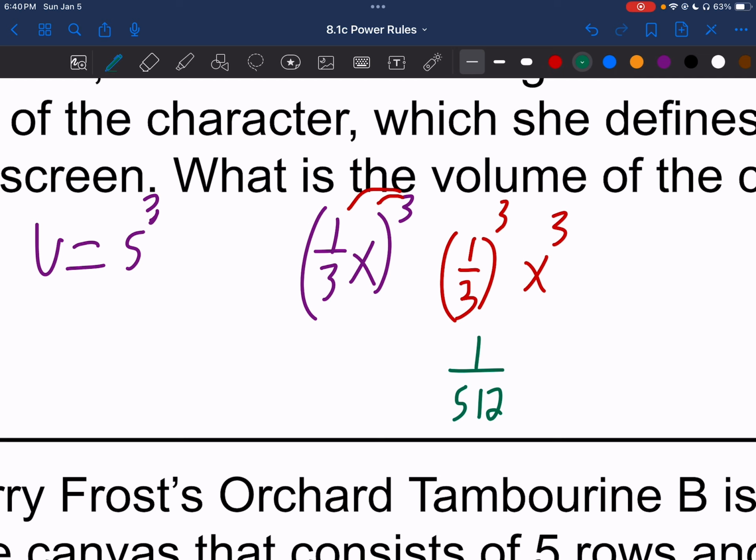All right. Sorry, that was 1/8 of the height, not 1/3, 1/8 of the height. That makes way more sense. So 1/8 of the height, 8 times 8 times 8 is 512. All right, and then you have the x to the third. All right, so that is how we go ahead and solve that one.